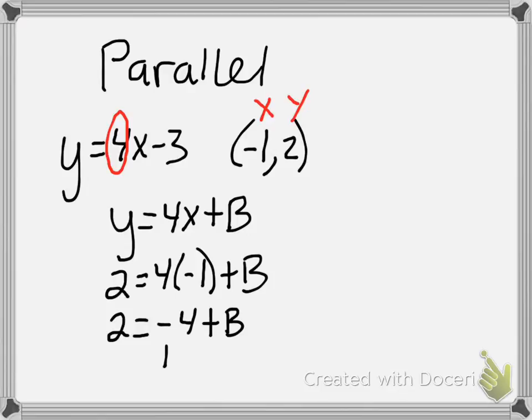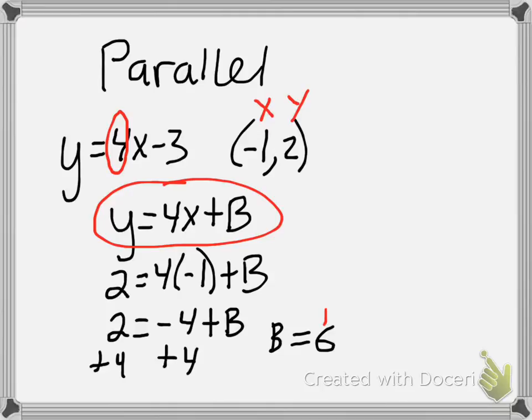In order to solve for b, I have to get rid of minus 4, so I'm going to add 4 to both sides. So in this case, I end up getting that b is equal to 6. Now remember, one of the common mistakes students make is they forget to write the final equation. We know that our equation is going to look something like this, except for now we know our b value. So really all we have to do is plug in what we found for b into that equation. So our final answer is y equals 4x plus 6.